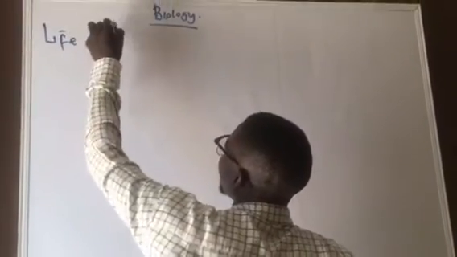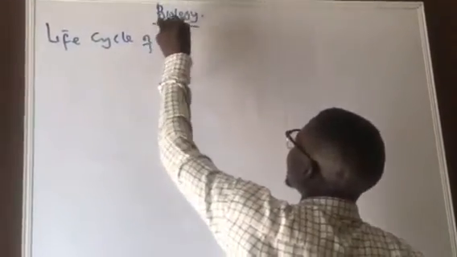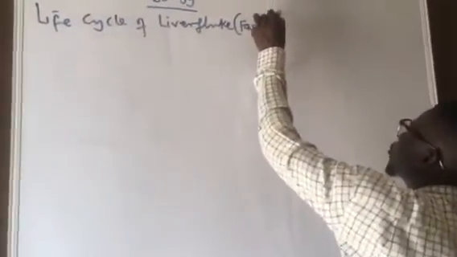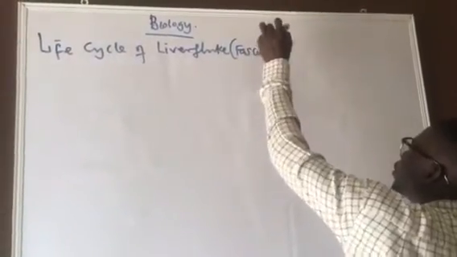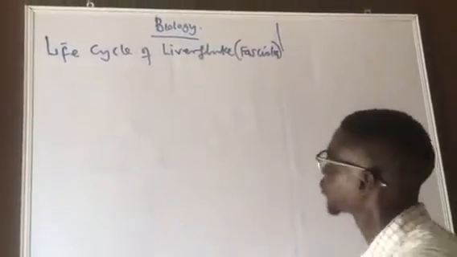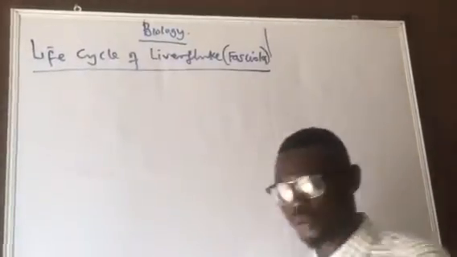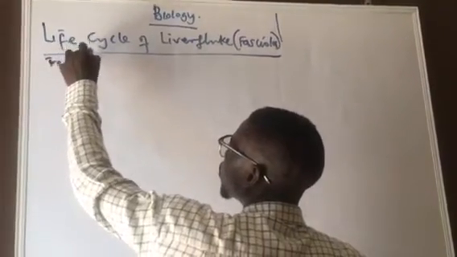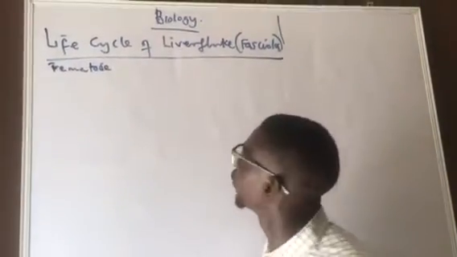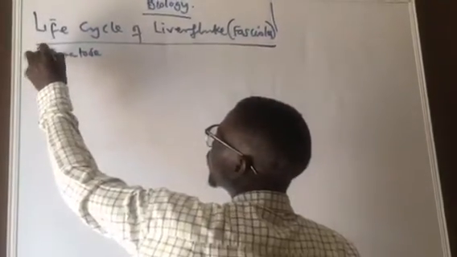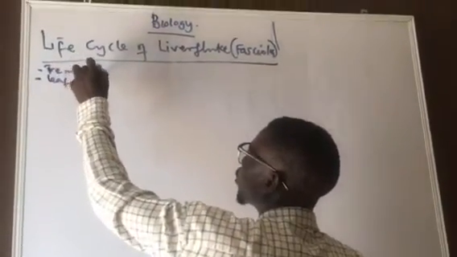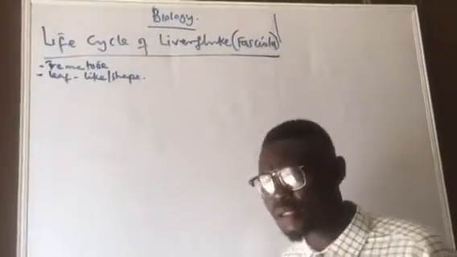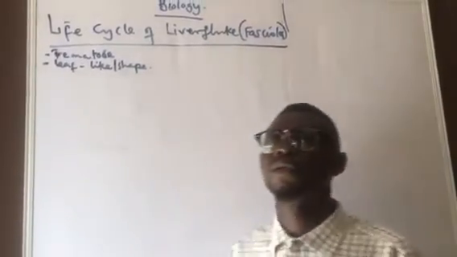Life cycle of Fasciola, that is Liverflukes. Fasciola hepatica, Fasciola gigantica. So when we talk about the Liverflukes, it is under the trematode, and these Liverflukes are leaf-like or leaf shape in appearance, and these Liverflukes are digenetic.